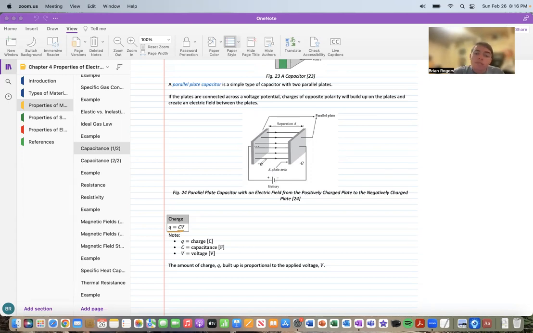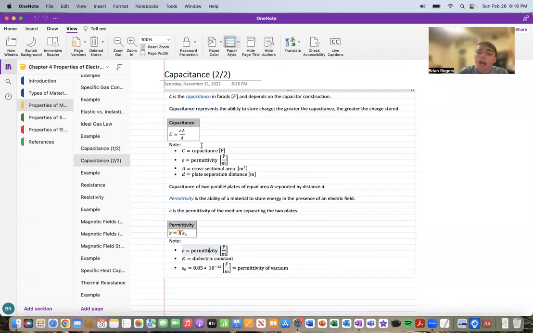And so that's what you're going to be made aware of: if you increase that voltage, you're going to get more charge between those two plates, creating a stronger electric field strength. And now we're going to the next one, which is the capacitance.